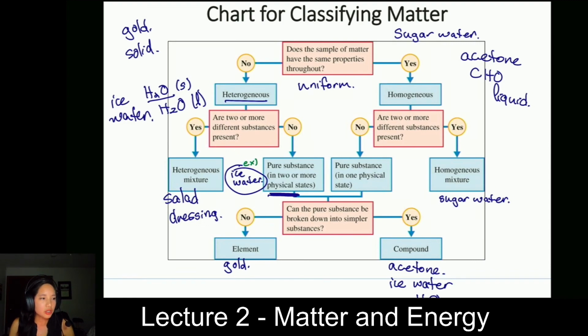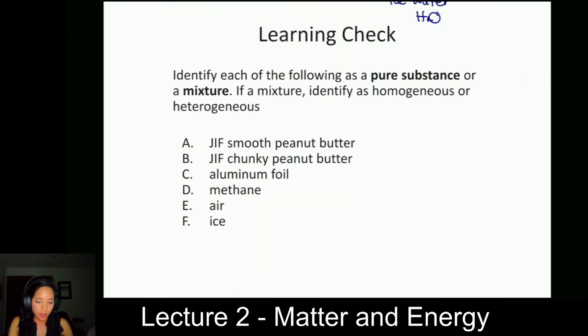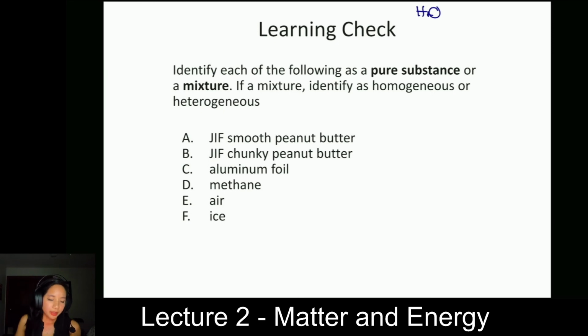So let's just do a learning check and make sure that everyone's following along. In this learning check, identify each of the following as either a pure substance or a mixture. If it's a mixture, identify it as homogeneous or heterogeneous. So let's go through all of this.